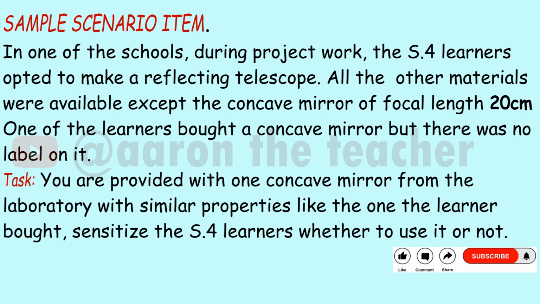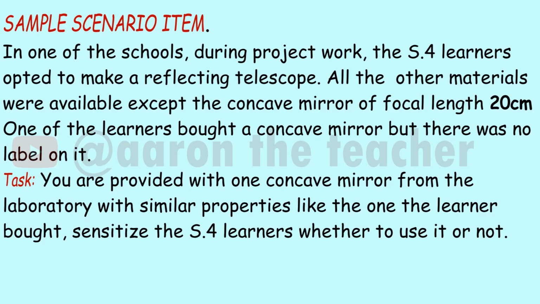In one of the schools during project work, the senior four learners opted to make a reflecting telescope. All the other materials were available except the concave mirror of focal length 20 centimeters. One of the learners bought a concave mirror, but there was no label on it. Thus, you are provided with one concave mirror from the laboratory with similar properties like the one the learner bought. Sensitize the senior four learners whether to use it or not. Now, we are having the scenario at hand, and it's going to guide us onto our practical.